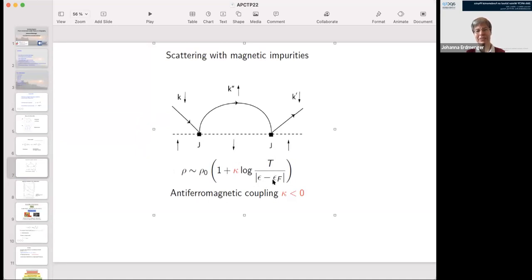This is the Fermi energy, so we look at excitations just around the Fermi energy. This is the temperature. There can be antiferromagnetic or ferromagnetic coupling. Let's assume that this coupling is negative, because then we see these strong coupling effects that I was mentioning before. So Kondo wrote down this Hamiltonian, and then he did perturbation theory to one loop, but he gets precisely this logarithmic behavior that is also seen in experiment.